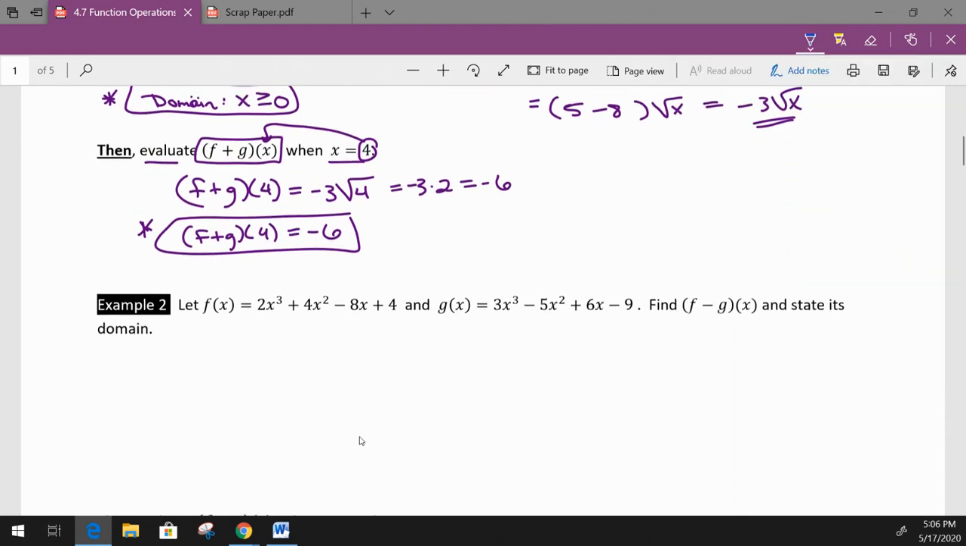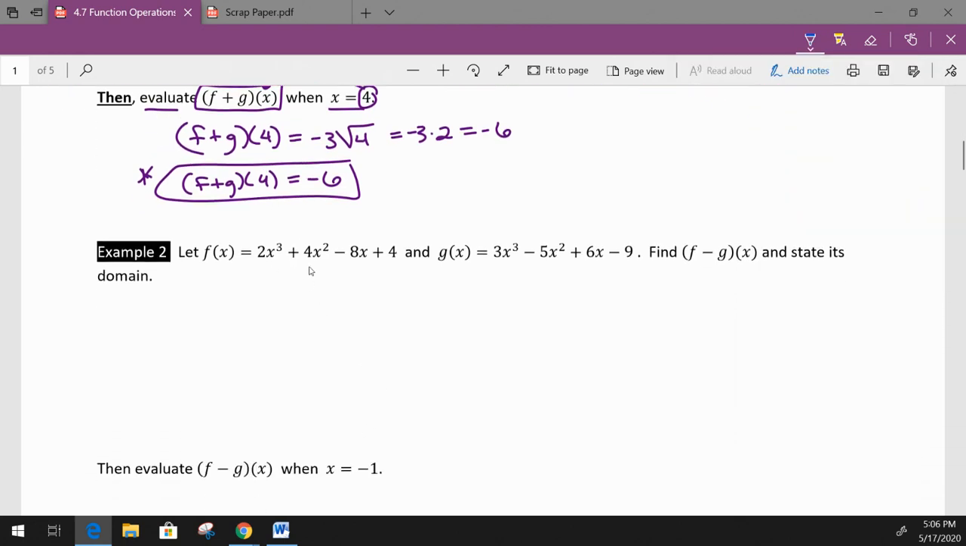The next example we have is a polynomial function. We've got a cubic function here. F of x is 2x to the third plus 4x squared minus 8x plus 4. And then your g of x function is also a cubic function. This time we are subtracting. So f minus g of x, and state its domain.